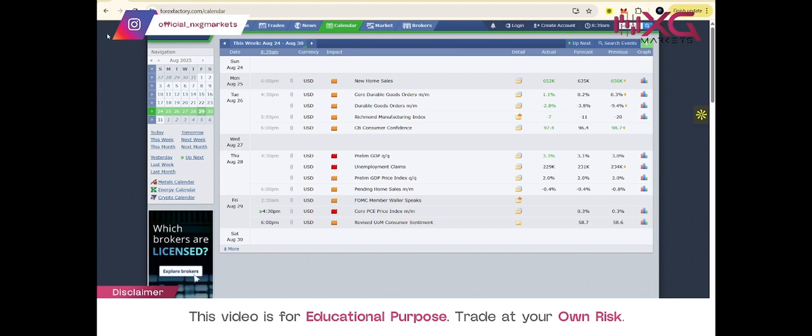So today we are going to keep it simple in terms of the fundamentals as well. We just have one news today, that is core PCE price index month on month, which is going to come in as per the time zone that you are in. So please make sure that you have the right time zone.